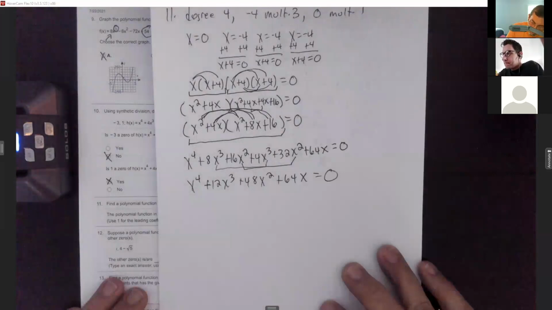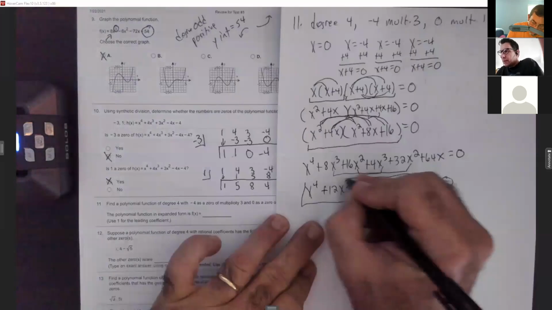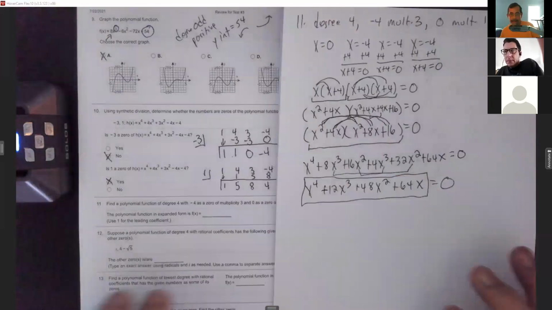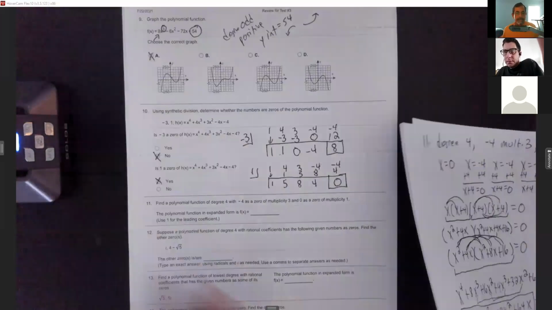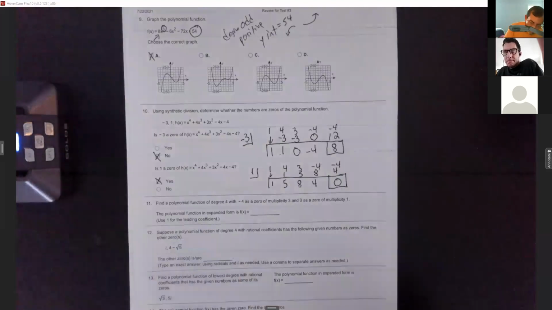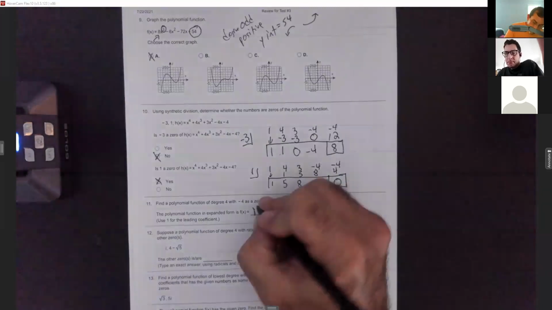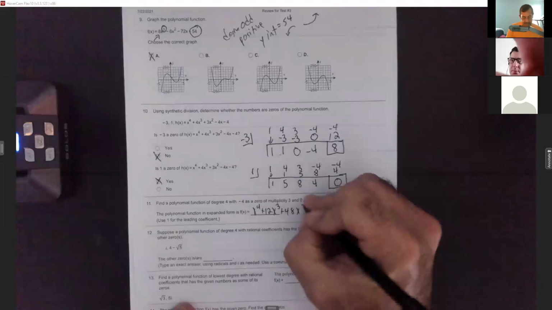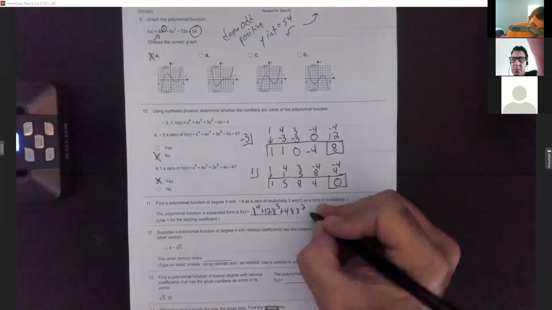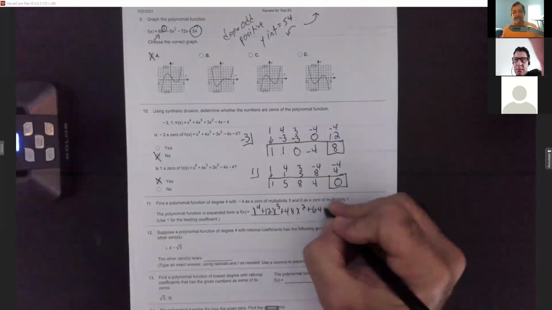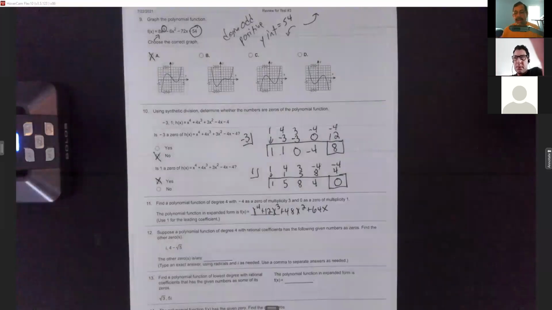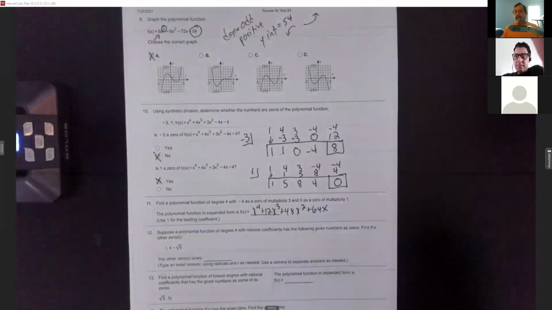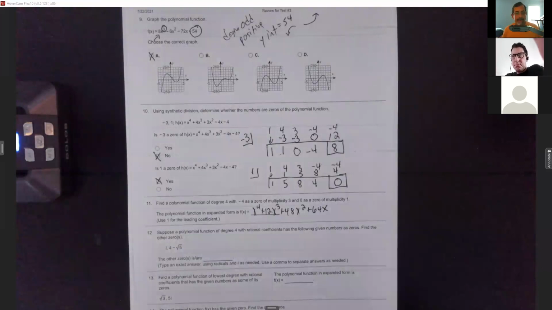In MATLAB, all we got to do is put in the actual polynomial. So let me go write that in here. That'd give me x to the 4 plus 12x to the 3rd plus 48x squared plus 64x. So when you're putting in your answer, you don't have to put the equal 0. We just do that so we're working backwards.